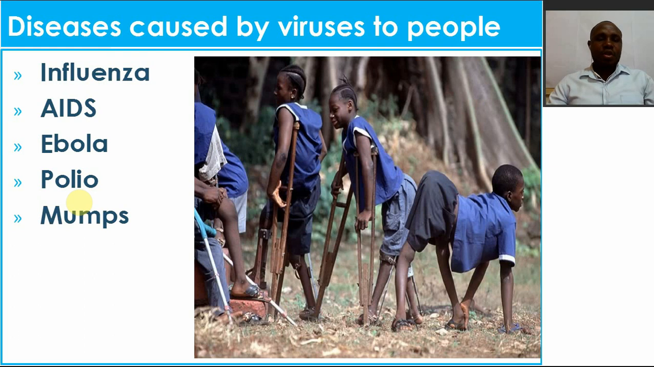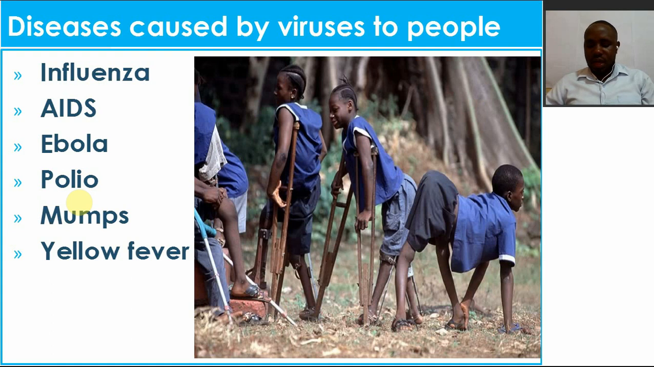Then we have mumps. Mumps is also there. Then we have yellow fever. When you look at yellow fever, this one is spread by a mosquito, and it is also a viral infection.